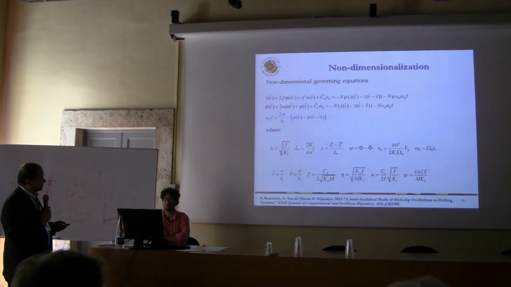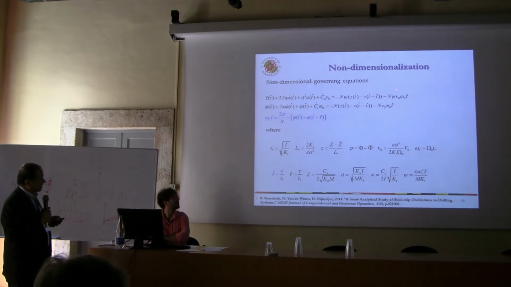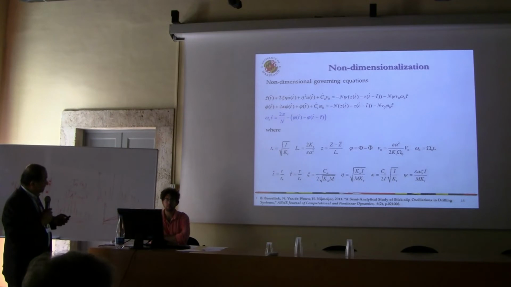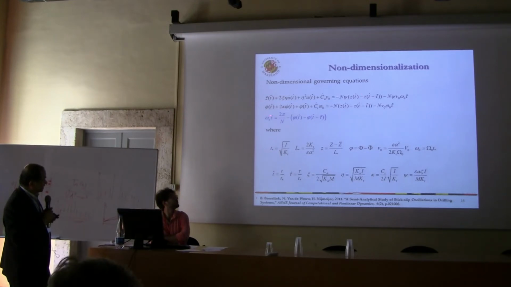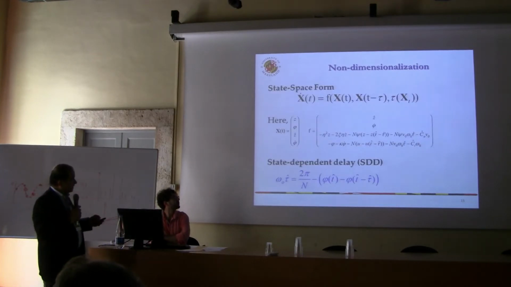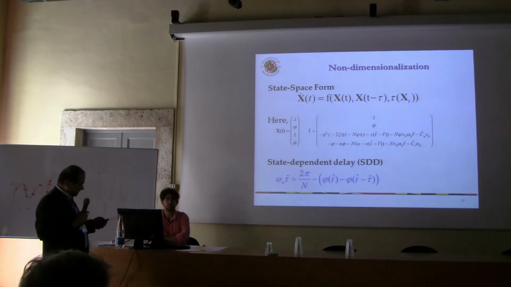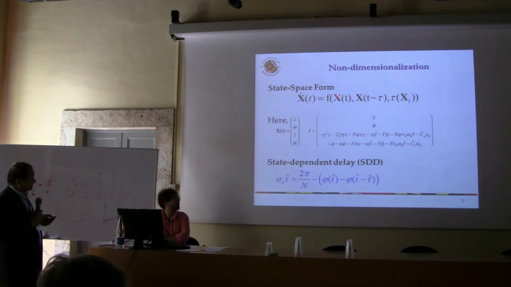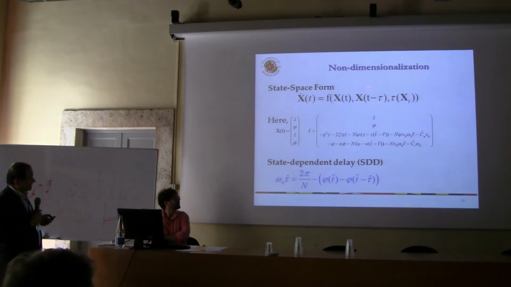To get the stability of the system, let me just recall some parameters for later reference. N is the number of blades, psi is a cutting coefficient, V naught is a measure of your penetration rate, and omega naught is a measure of your spin rate. Your state-dependent delay appears in this equation out here. It's an implicit delay. We do some non-dimensionalization in the system and put it in this form. Essentially, what I have is a usual state space form with the delay term, and it's an implicit delay that's a function of the states.